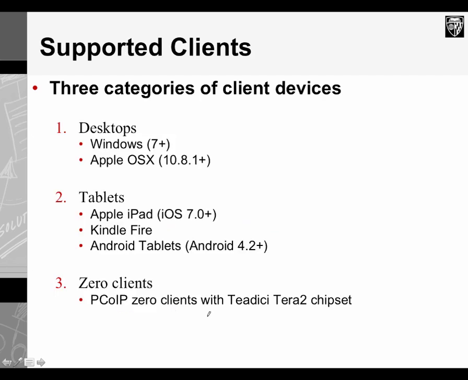There are different kinds of clients that are supported. You can download a client for your desktop, which could be Windows or Apple. You can also download a client for your tablets. Apple iPad, Kindle Fire, and Android tablets are supported. Notice mobile phones are not supported right now. You can also use zero clients. Zero clients are these dumb terminals that use PCoIP, which is PC over IP technology, to emulate the workspace. We'll learn more about that in the next slide.